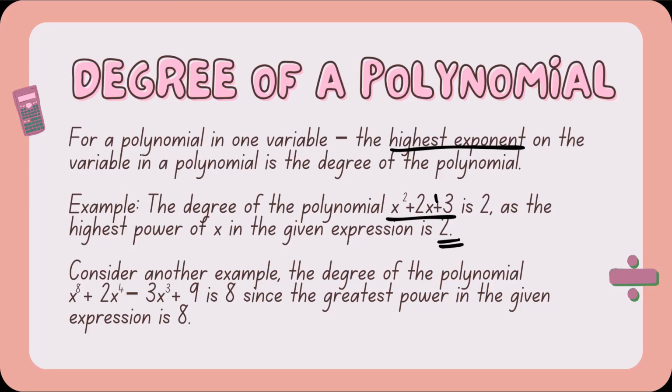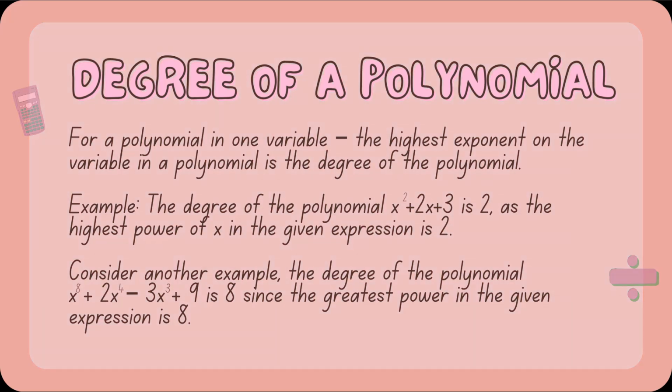In the same way, take x raised to 8 plus 2x raised to 4 minus 3x cubed plus 9. What is the degree here? The degree is 8. Why? Because x raised to 8, and 8 is the highest exponent. The greatest power in the given expression is 8, so the degree is 8. This is called the degree of the polynomial.